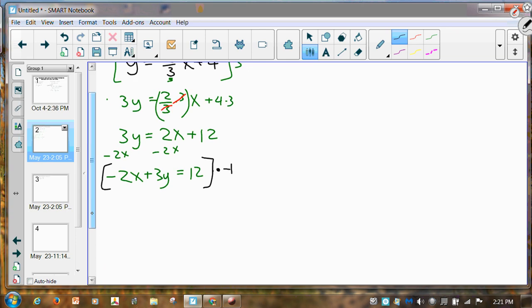And where we end up is then minus 2x times minus 1 gives me my positive 2x minus 3y equals minus 12. Okay, now I am in standard form and it meets all the requirements: that the a term is a positive integer, and the 3 of 3y and the minus 12 are both integers.